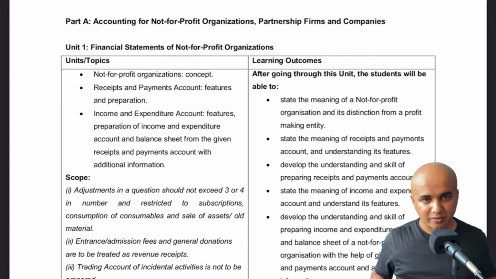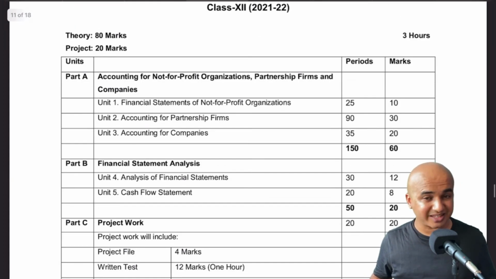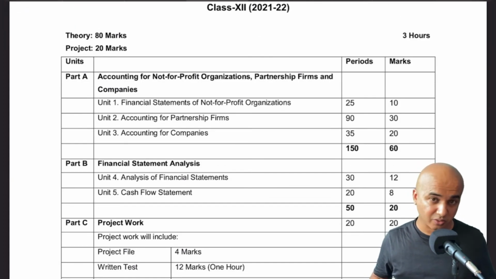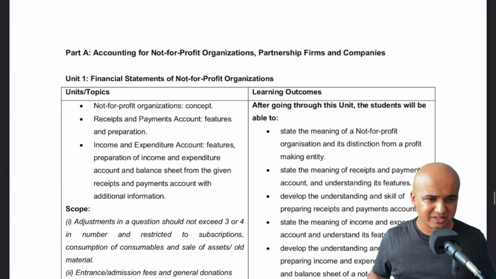In plus 1, we have looked into proprietary concerns, and in plus 2, we start with this not-for-profit organization. And this is an important chapter because you will get at least about 10 marks from this in the final exam. Okay, 10 marks worth of questions. Now this includes various subtopics like receipts and payments, income and expenditure. These are one of the easiest things in the entire syllabus, so it's not a big deal.